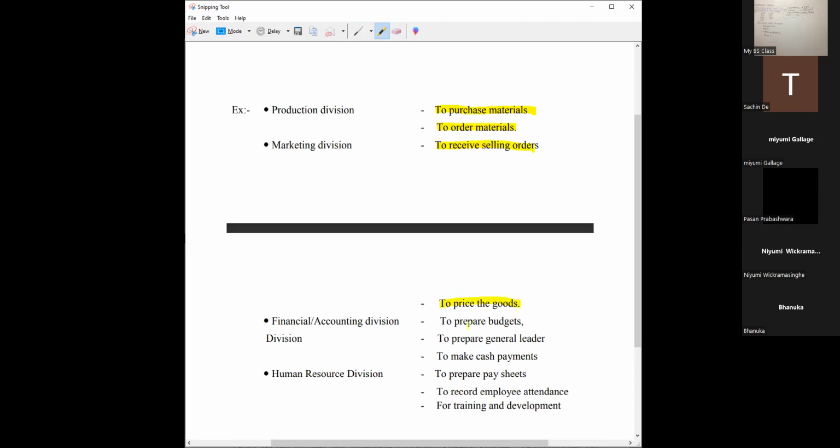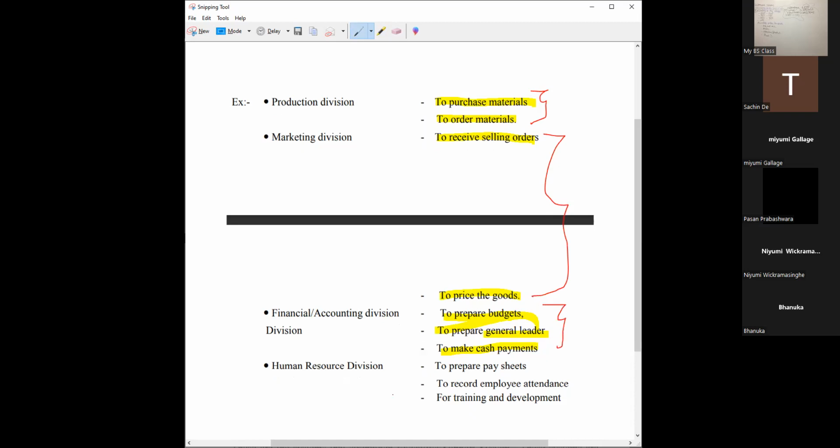For financial accounting, preparing budgets, preparing the general ledger, making the cash payments, or maybe bank reconciliation, right? That will be a set of their daily tasks. If there is a system for that, that would be a transaction processing system. And for HR as well, for example, preparing pay sheets, attendance, especially training and development, such a system.